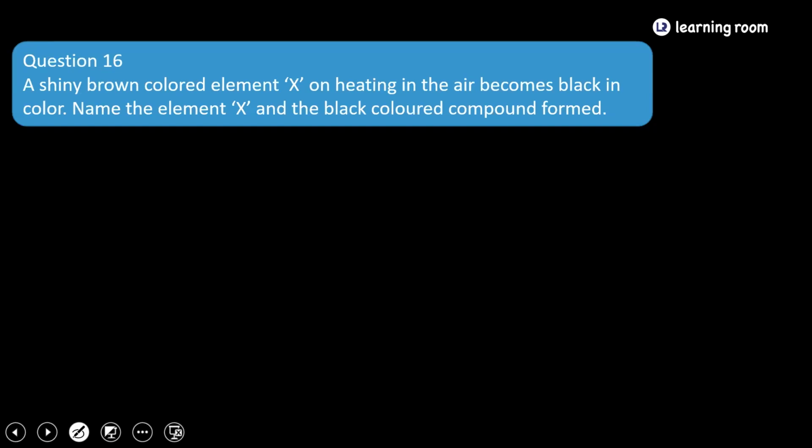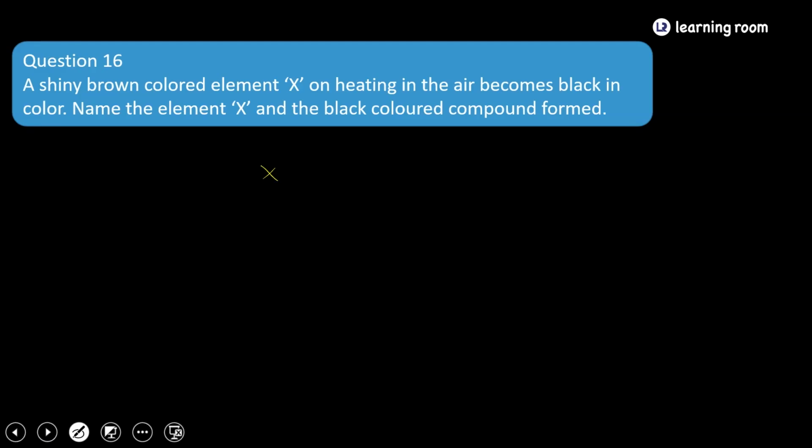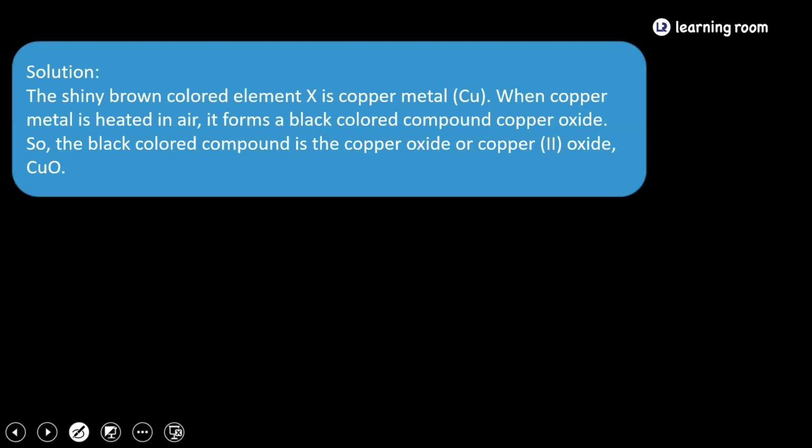A shiny brown colored element X, on heating in air, becomes black in color. Name the element X and the black colored compound. The brown colored element is copper. When heated in air, it forms copper oxide, which is black in color.